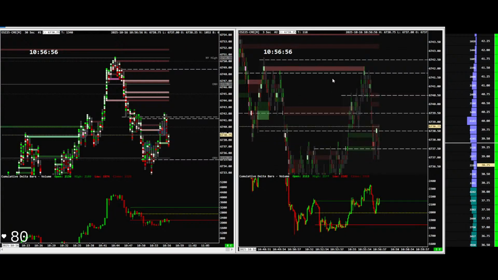So maybe what I'll do, if I change this to dot, and then I'm just experimenting here. Where the fuck's my mouse?